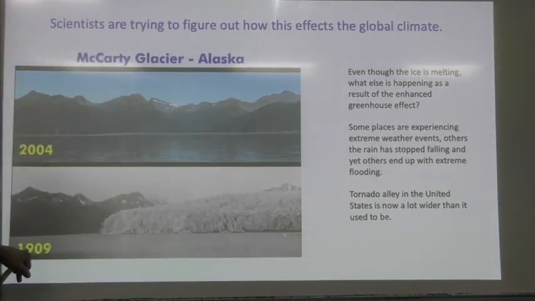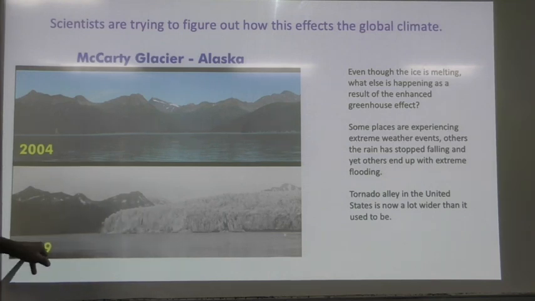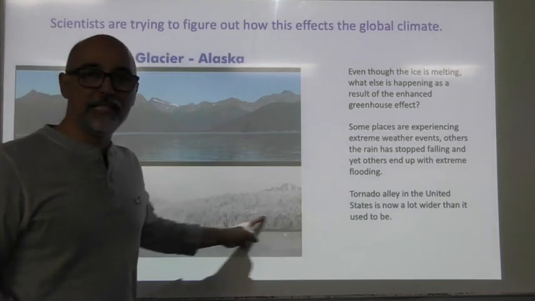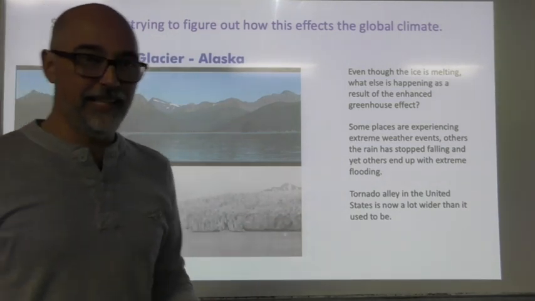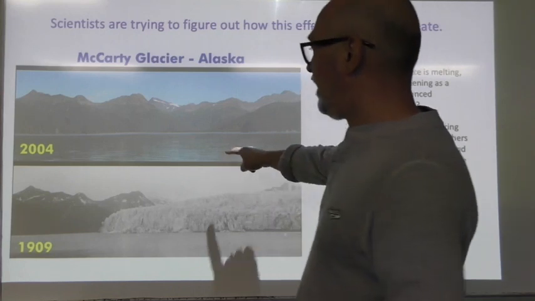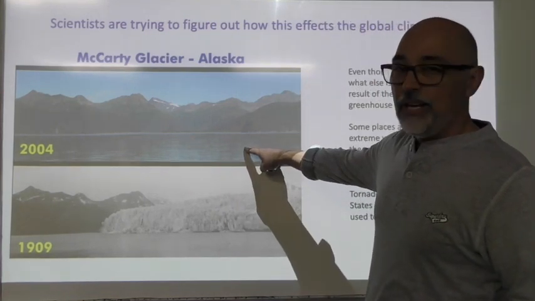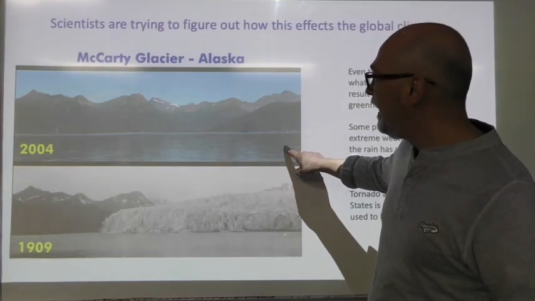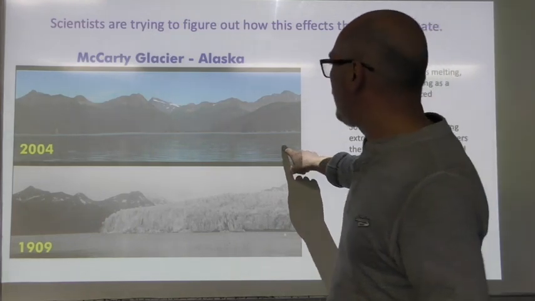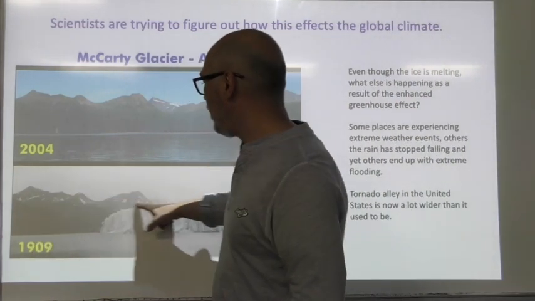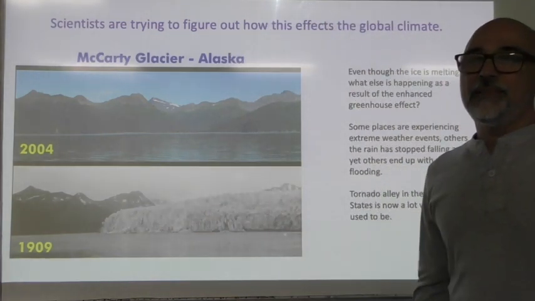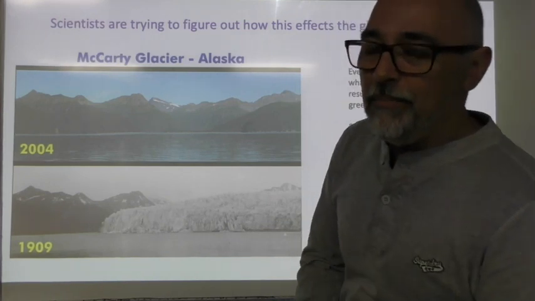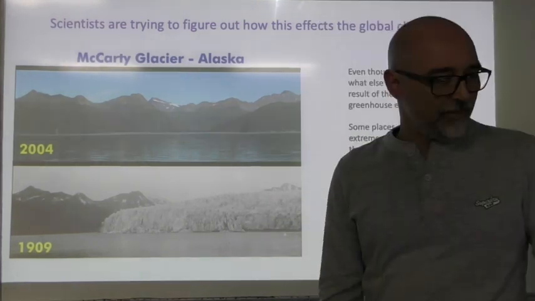This is an image of the McCarty Glacier in Alaska in 1909. This glacier was permanent. It was always there. There was never a time when that big chunk of ice wasn't there. Here we have, in 2004, the glacier is completely gone, and most of the ice that was clinging to these rocks up here, these little mountains, is gone as well. There are some pretty massive hints that the planet is warming slowly.